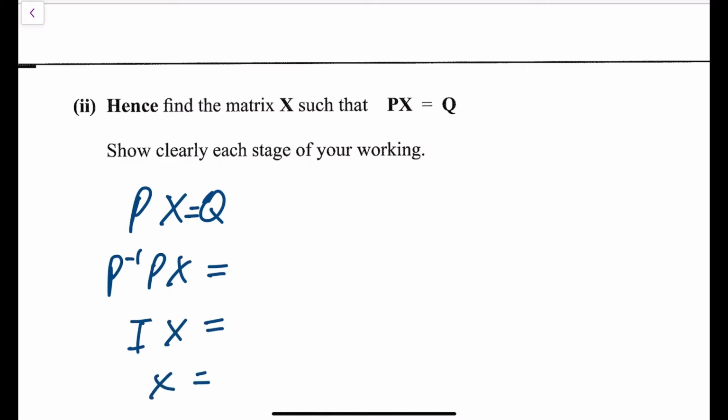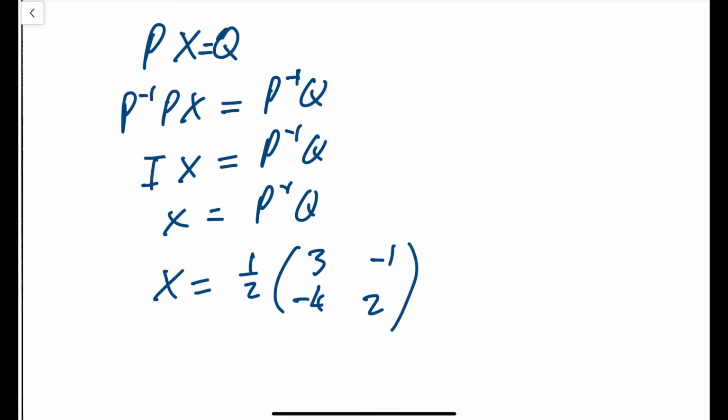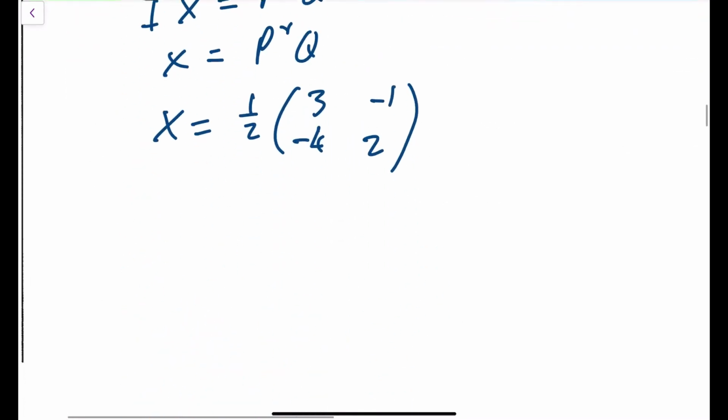But if you put the inverse of P in front on the left-hand side, you must put the inverse of P in front on the right-hand side. Okay, so that's what we're going to do here. So X is equal to our inverse of P. And if I've copied that down correctly from earlier on, that's what it was. Let me just check that. 3, minus 1, minus 4, 2. Yep. And then our Q, where was Q? Q was 4, 6.